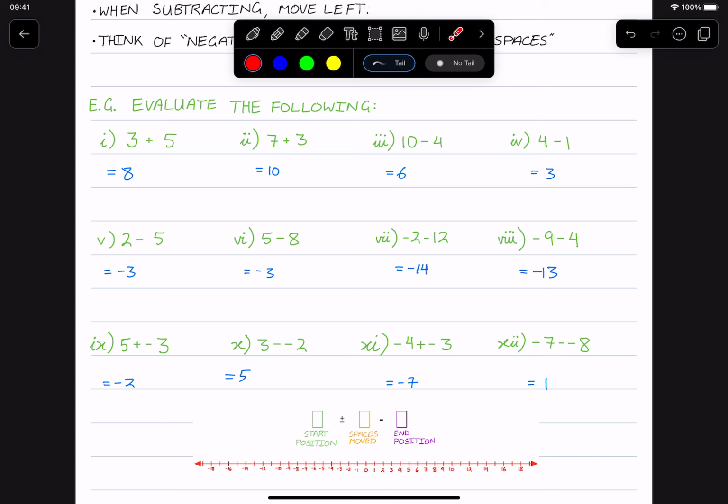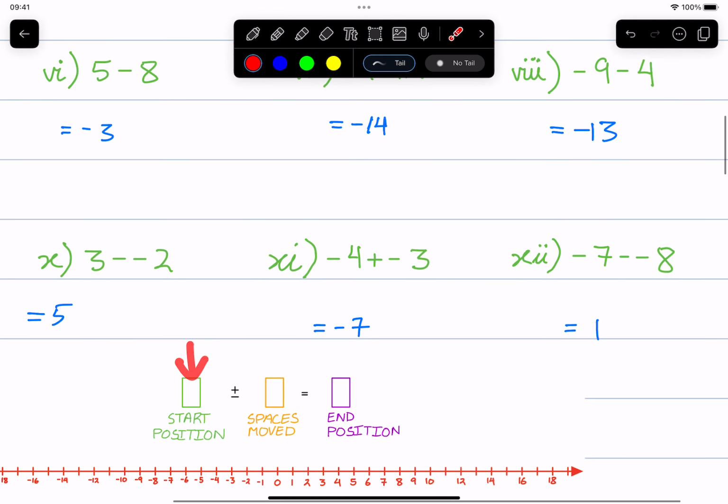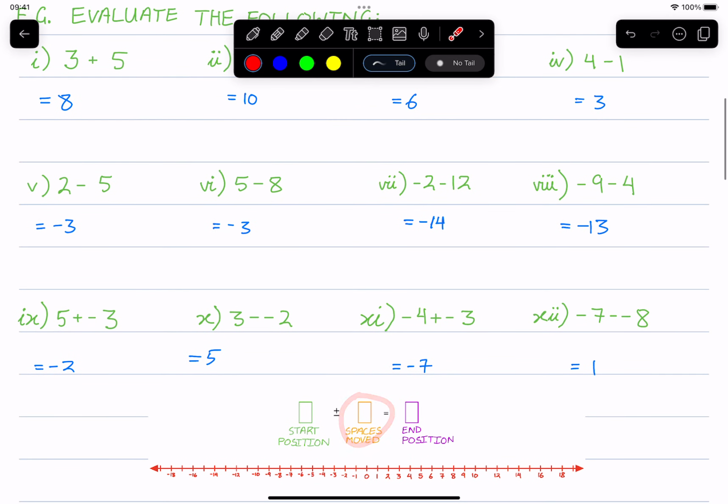In the previous video we saw how we could visualize adding or subtracting integers as a start position, moving some number of spaces to the right or to the left, and the number we are adding or subtracting by is how many spaces that we move.